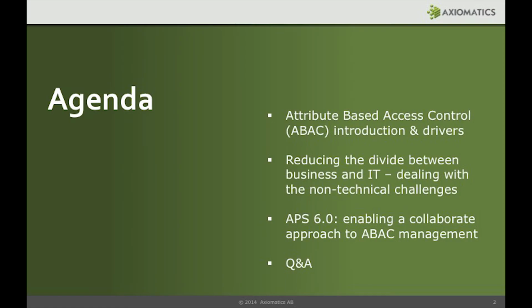So the agenda is this. We'll initially go through attribute-based access control as fast as possible, for those of you who may be new to the topic. But then the main part will be about how we reduce the divide between business and IT, how we deal with some of the non-technical issues in ABAC deployment projects. Finally, we're going to have a demo where David will run us through the new interface of the Axiomatics Policy Server, and where we also explain how we anticipate that the new release actually helps close some of the problems that our customers had with the deployments.